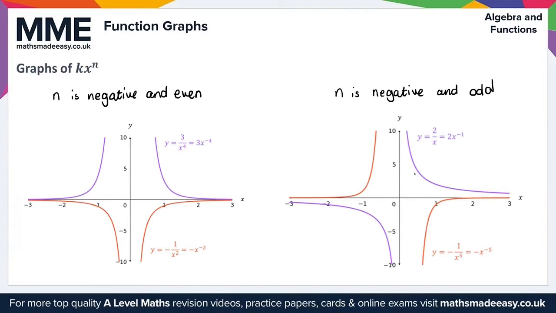So in the bottom left and top right quadrants, this is when k is positive. Okay, so k is positive there. And we notice they're in the top left and bottom right quadrants if k is negative. Okay, we've got -1 there.